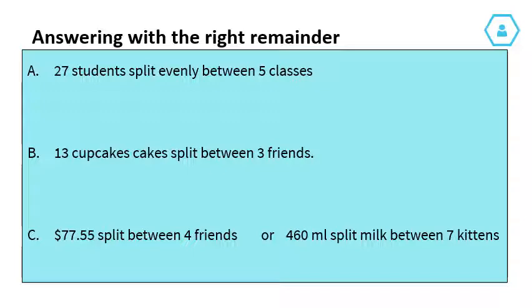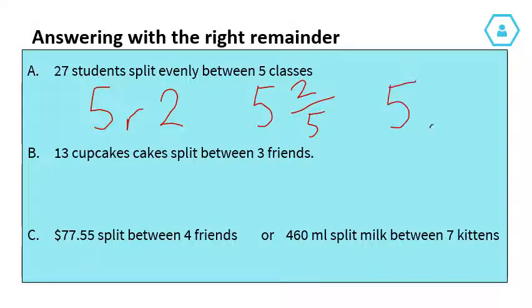So here we've got 27 students split evenly between 5 classes. So I know that my answer could be 3 things. It could be 5 remainder 2, because 5 times 5 is 25, plus 2 is 27. It could be 5 and 2/5, or it could be 5.4. Yeah. Now, in this situation, which one do you think is the most appropriate answer to this question?